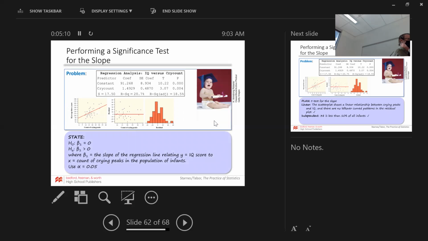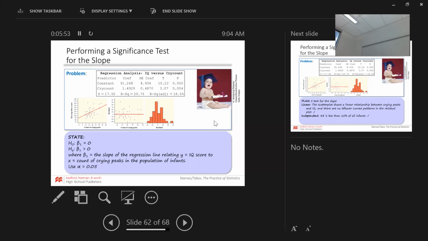So we're going to use the template which we just handed you. The null. You gotta make sure you understand this. The null for linear regression is always capital beta sub 1, the true slope, equals 0. Then the alternate is either not equal to 0 for a two-tailed test, or positive or negative for a one-tailed test, depending on whether we believe the slope is positive or negative. So in this case, the alternate's a one-tailed test.